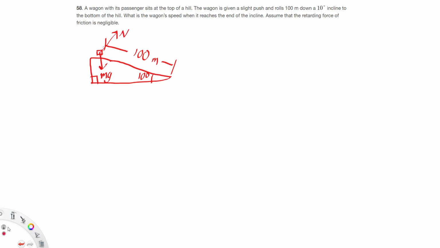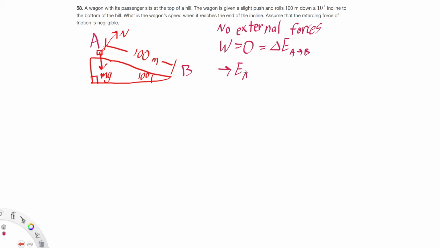So instead, let us label the top of the hill situation A and the bottom of the hill situation B. If we are neglecting friction for this problem, then that means that there are no external forces from A to B. Which means that there's no work done, which means there's no change in energy from A to B. Which means that the total energy at point A is equal to the total energy at point B.